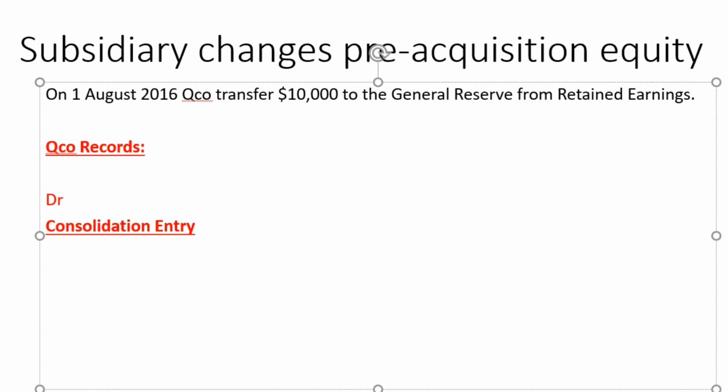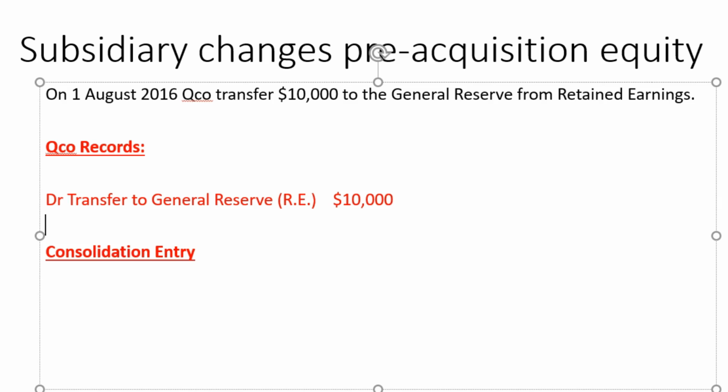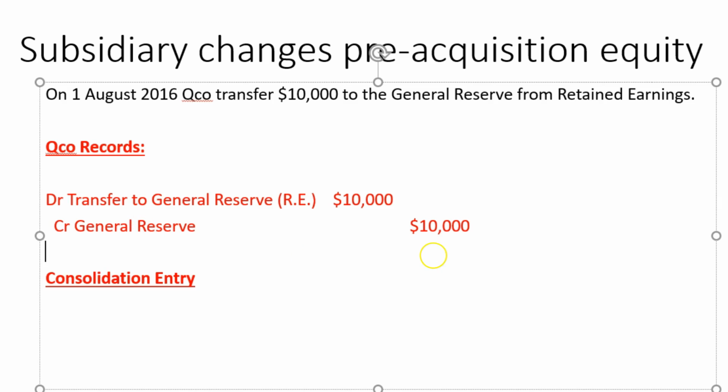So they would debit the transfer to the general reserve. That's coming from retained earnings, $10,000, because they're trying to take something out of retained earnings, putting it into the general reserve. So they'll credit general reserve to increase the balance of that. So that's also by $10,000. So that's what the subsidiary would record.